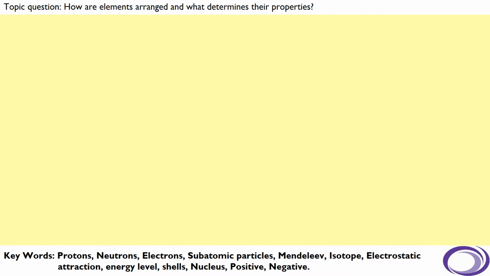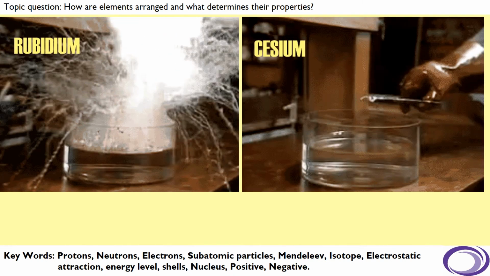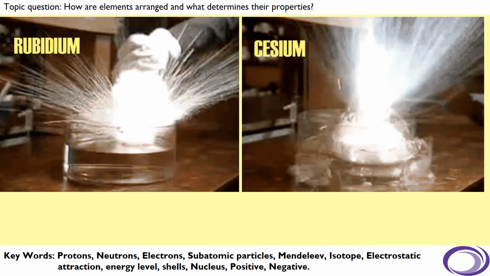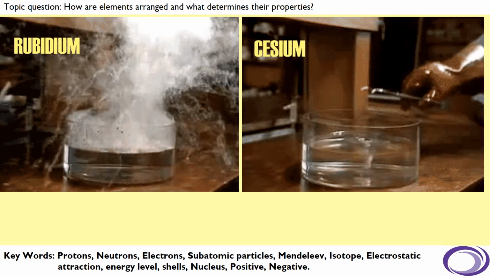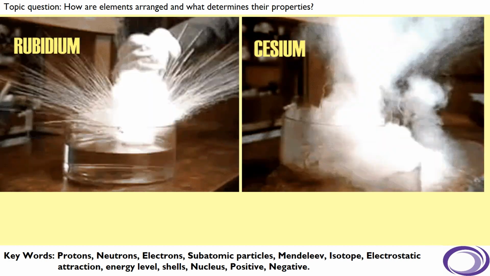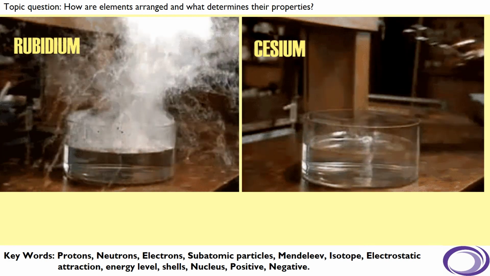Just to show you some of the elements I couldn't use in the video that I've just inserted, first of all, rubidium, and then cesium. So as you can see from those two elements, group 1 definitely increases in reactivity as you go down the group, because cesium has a significantly more violent reaction than lithium did.